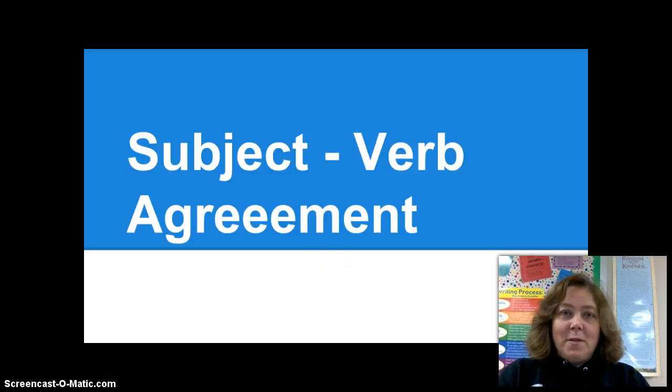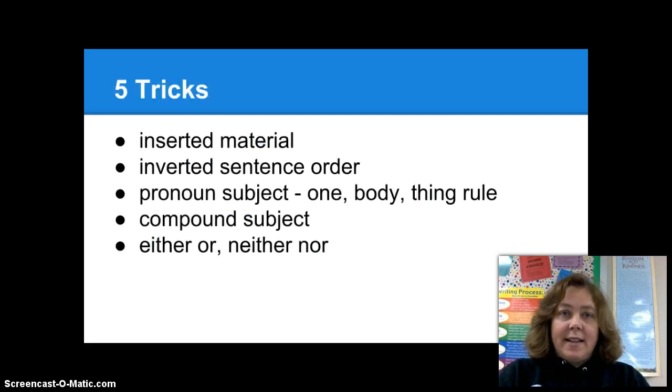Hi, and welcome to the Subject-Verb Agreement lesson for today. There are 5 tricks that ACT especially will put into their testing when they test students over Subject-Verb Agreement.